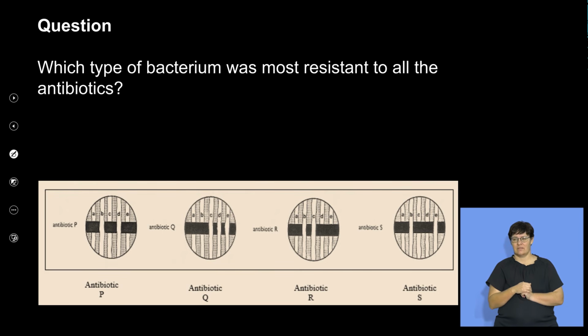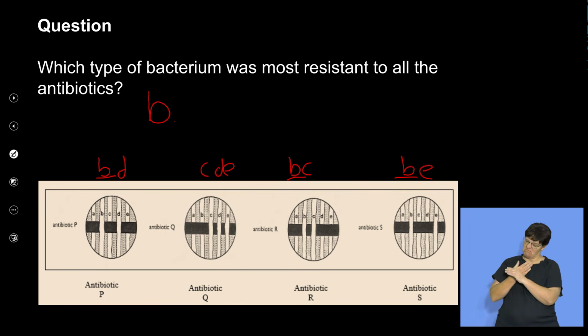Guys, which type of bacterium was the most resistant to all of the antibiotics? In other words, which one did grow the most? So if we have a look, it says it was most resistant. So here, what did we have? B and D, C, D and E, B and C, and B and E. Have a look. B appears 3 times, so that means the antibiotics didn't cure it at all.